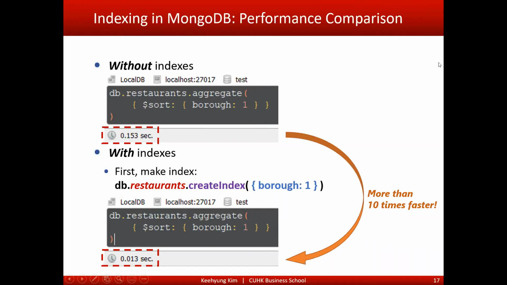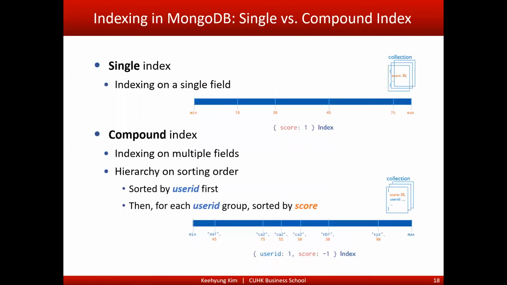So with an appropriate index, the speed of the query will be much faster. And when you create an index in MongoDB, you can create a single index. A single index is basically an index on a single field. You can also create a compound index. A compound index is an index on multiple fields. When you specify multiple fields in an index, you will have a hierarchy, basically.